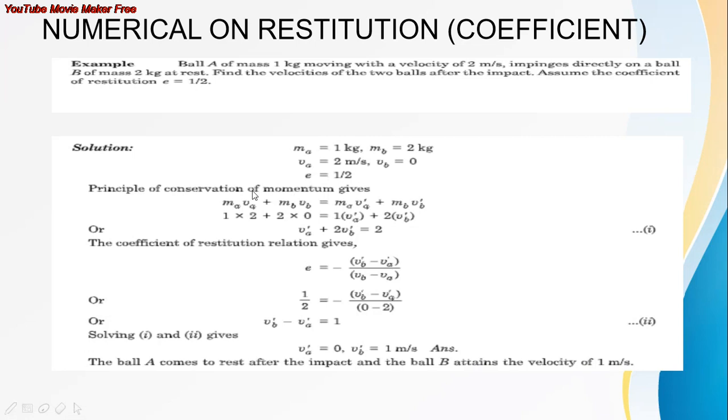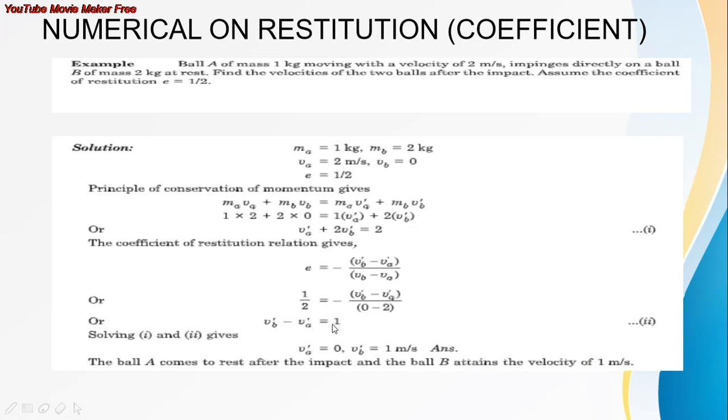Here we will use the two formulas which I discussed in the last slide, that is conservation of momentum as well as coefficient of restitution. So conservation of momentum says MaVa plus MbVb equal to MaVa dash plus MbVb dash. When we put 1 into 2 plus 2 into 0 equal to 1 into Va dash plus 2 into Vb dash, we get the equation Va dash plus 2 Vb dash equal to 2. Another, coefficient of restitution, we put in this formula, and we put the values of Va and Vb here, and we get another equation: Vb dash minus Va dash equal to 1.